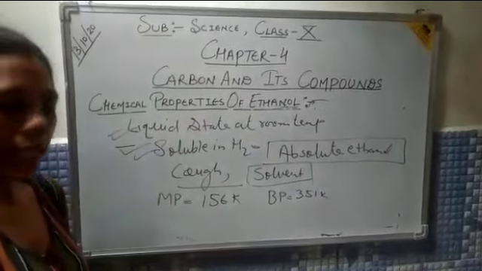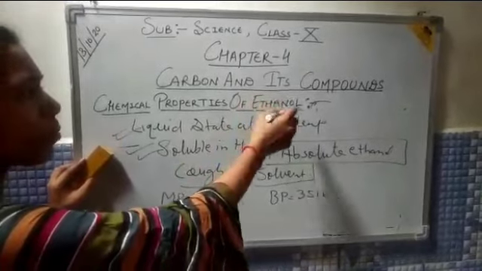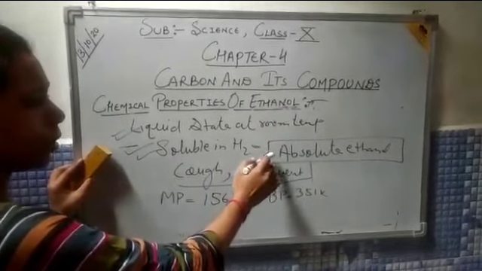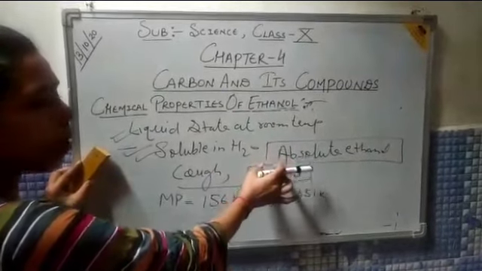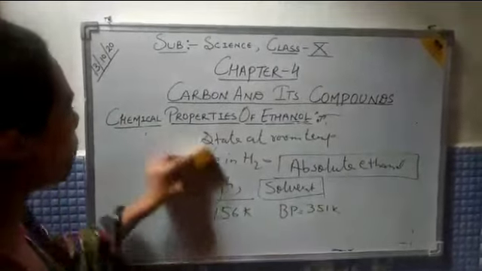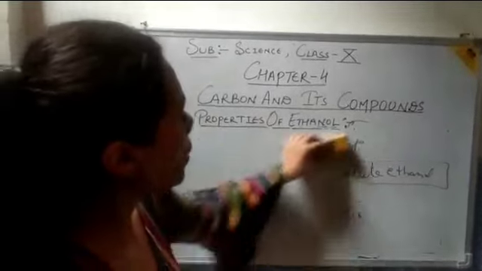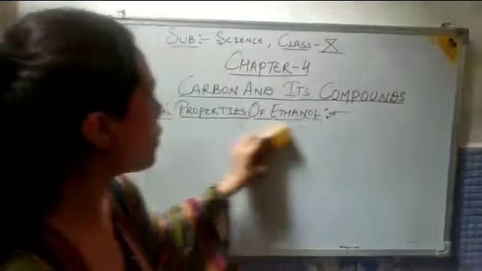Now we'll move to the chemical properties of ethanol. If you take ethanol as absolute alcohol, meaning without water, and you take even a small amount, it will cause you many health problems. Now we'll come to the chemical properties of ethanol. What are the chemical properties of ethanol?